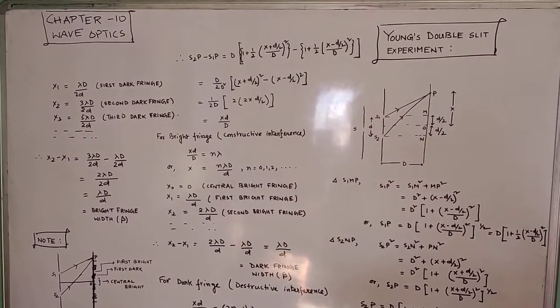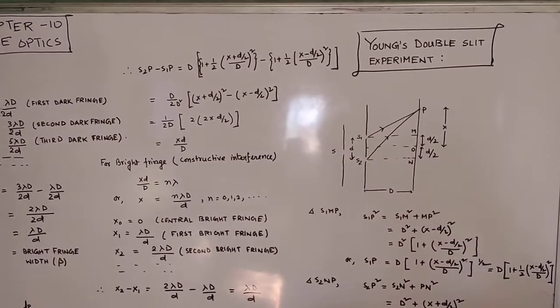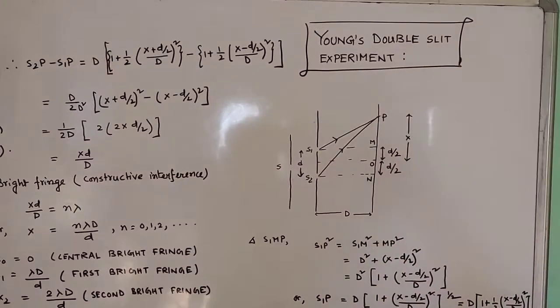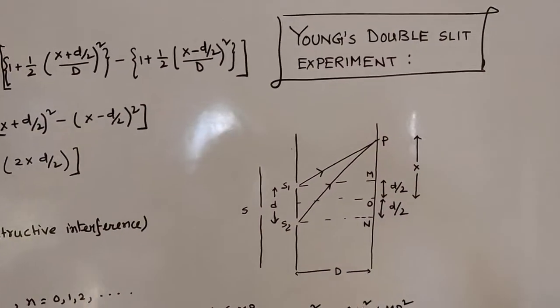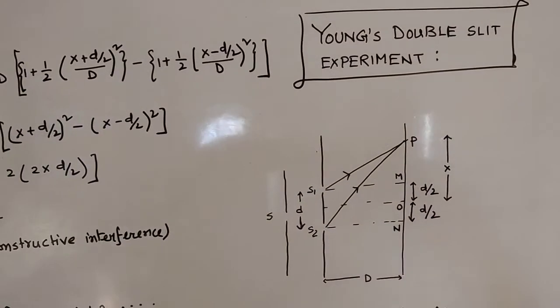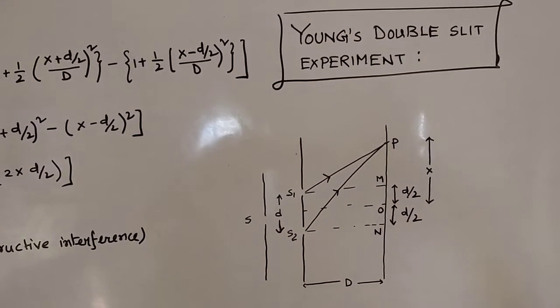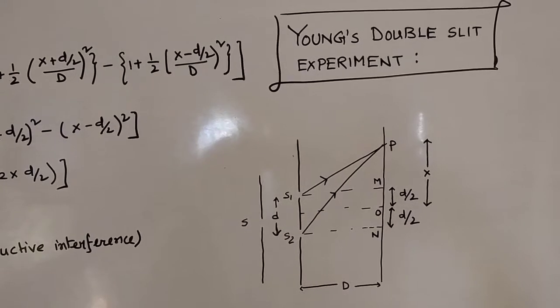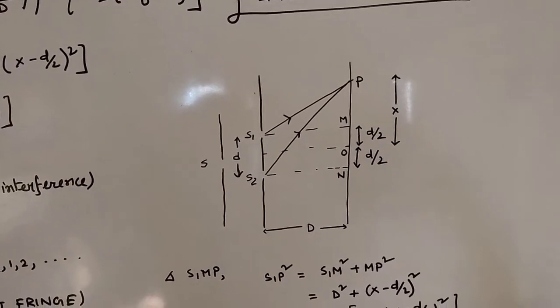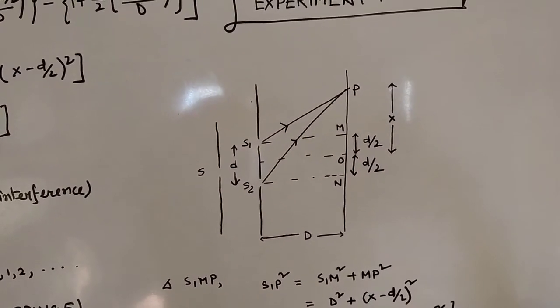Good morning, students. Today we are going to discuss the topic Young's double slit experiment. So interference, already we have discussed basically the theory of interference, and the theory we are going to use here. Now S is your source of light and S1, S2 are two coherent sources.